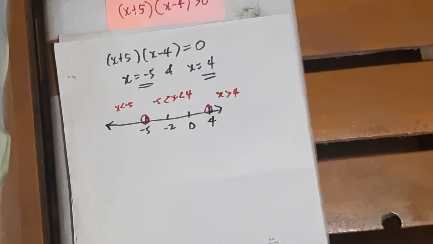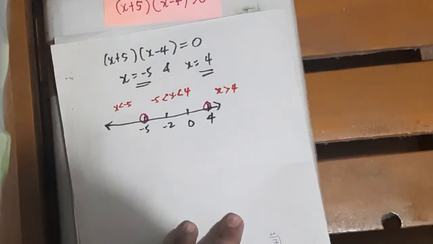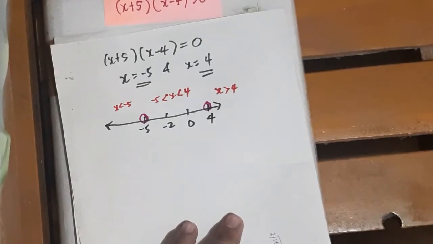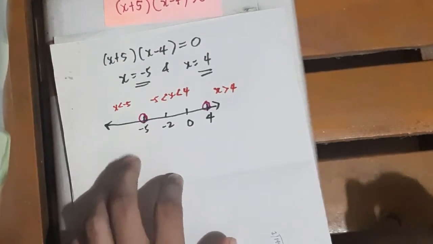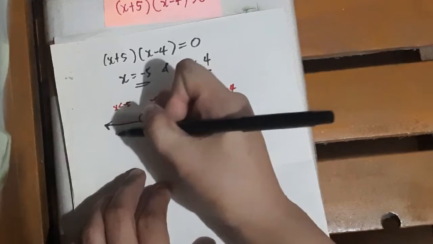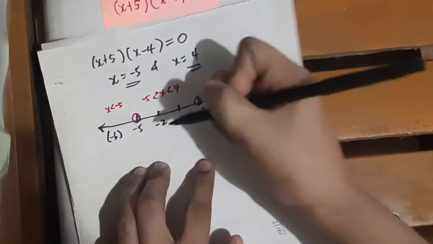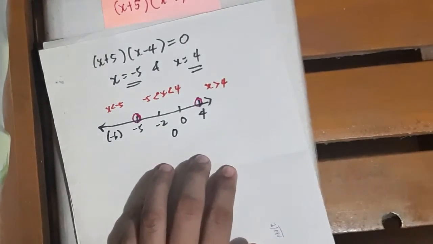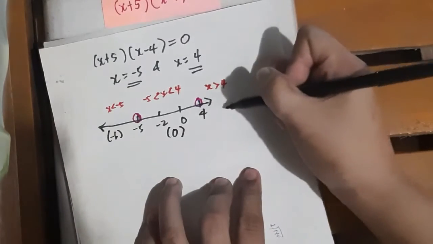Let's proceed to the next step. You have to assign testing points per region. We already identified the regions here. Next, we have to assign the testing points. The testing points are any values that are found in the region. For example, here, for any values less than negative 5, I would like to use negative 6. It's easier to test if it's just a smaller number. Then between negative 5 and 4, I would love to use 0. And for numbers greater than 4, I would like to use 5.